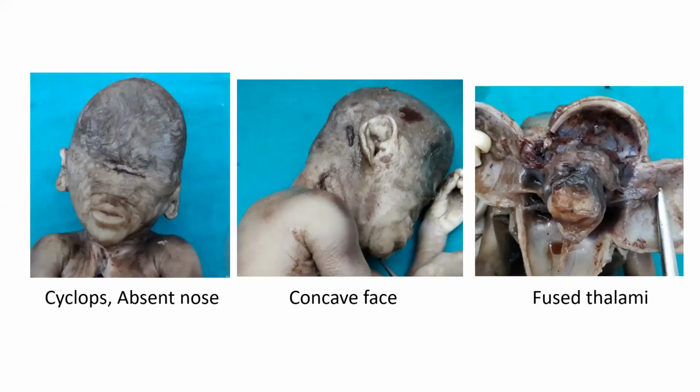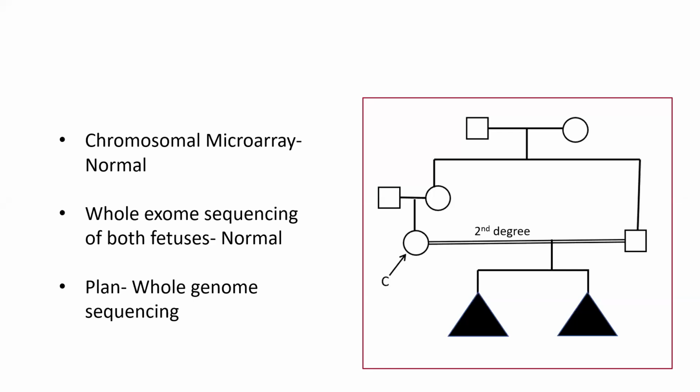Before termination, amniocentesis was also done, and the amniotic fluid sample was sent for chromosomal microarray. In autopsy findings, we can see here the cyclops and the absent nose. There was a concave facial profile, and we can see fused thalami that are also in favor of alobar holoprosencephaly. So all scan findings were confirmed in autopsy, and then the genetic report came. Here the chromosomal microarray was normal, and whole exome sequencing was done.